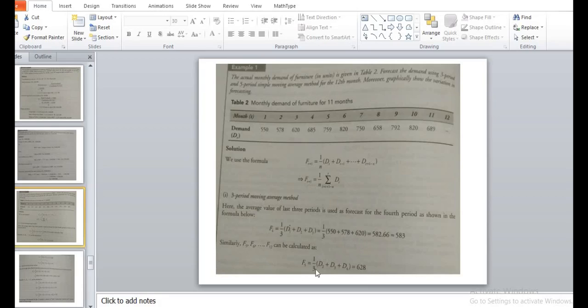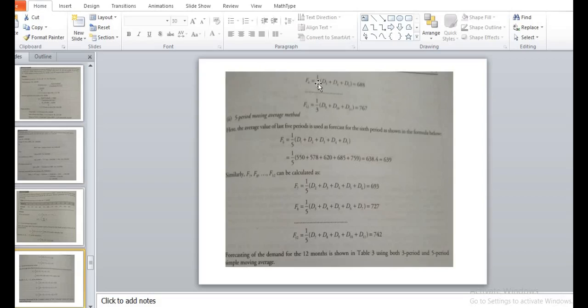Similarly we find the forecasting values for the 6th, 7th, 8th, 9th, 10th, 11th and 12th months. For F6, we consider the 5th, 4th and 3rd month data, the recent 3-month data. For F12, the recent 3-month data are D11, D10 and D9. Similarly we find the forecasting value for each month, and those are plotted.